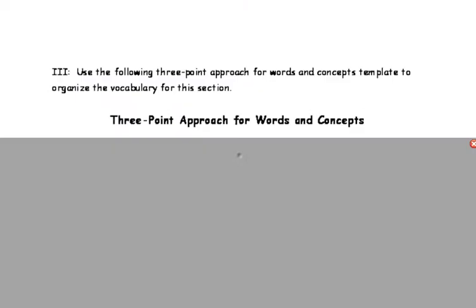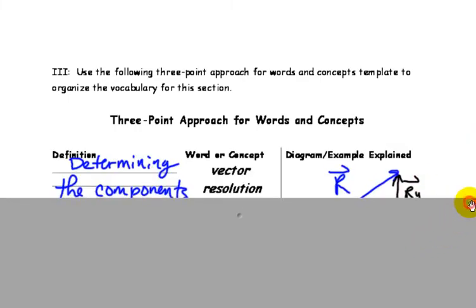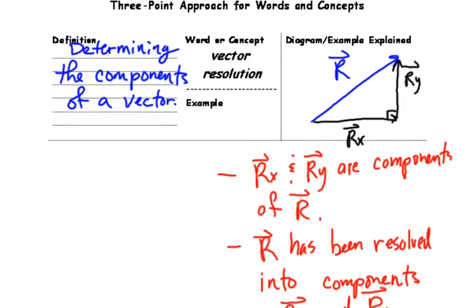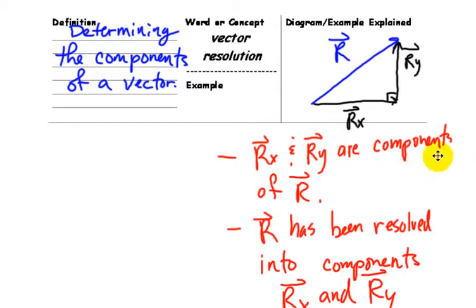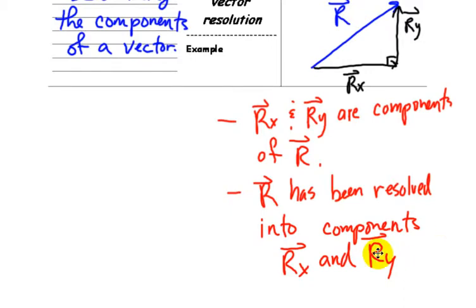Lastly, one term: vector resolution, determining the components of a vector, in particular the horizontal and the vertical components of a given vector. If we have a vector R, we can think of it as being made up of a horizontal and vertical component. When we figure out those components, that is termed resolved. So R has been resolved into components Rx and Ry, representing the horizontal and the vertical component.